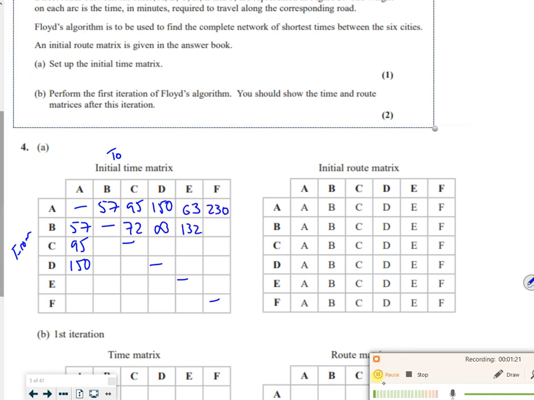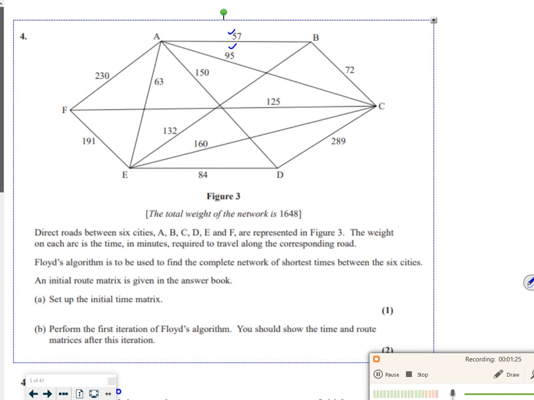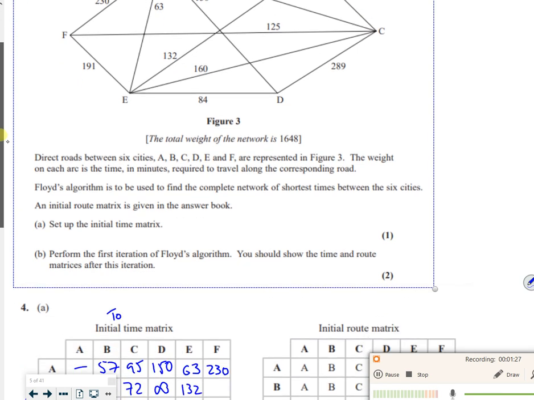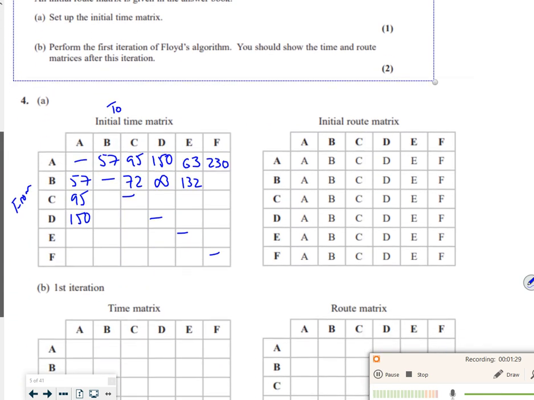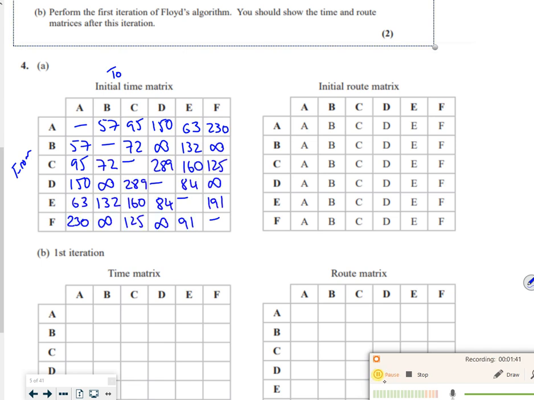Actually, it is worth saying, if you look at B to F, there is no direct connection from B to F. So I put an infinity sign, same with B to D. So if there's no direct connection, I put an infinity sign. You can plan to reduce as many of these as you can and change the infinity. So pause again. There you go.